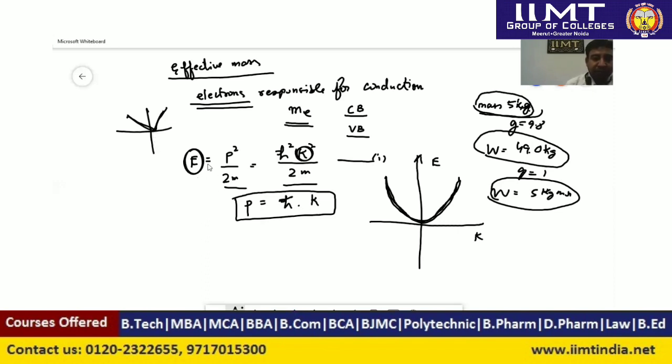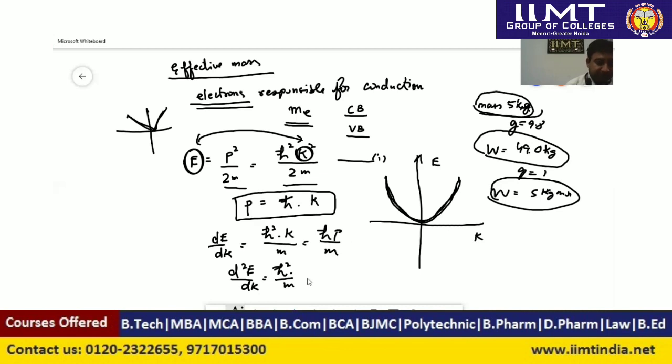So if we differentiate energy with respect to k using this and this, we can write del E by del k comes out to be h bar square into k by M, which can be equivalently written as h bar p by M. Differentiating further with respect to k only, we get h bar square by M. Now, this is a very interesting relation. What do we actually get from this?